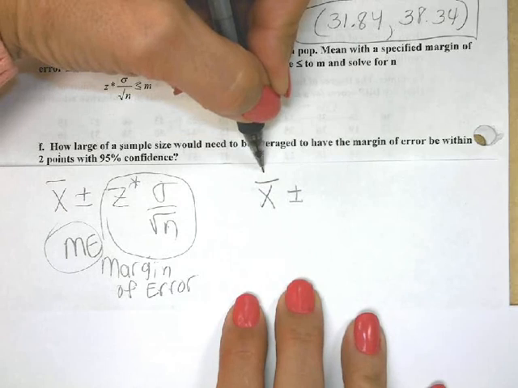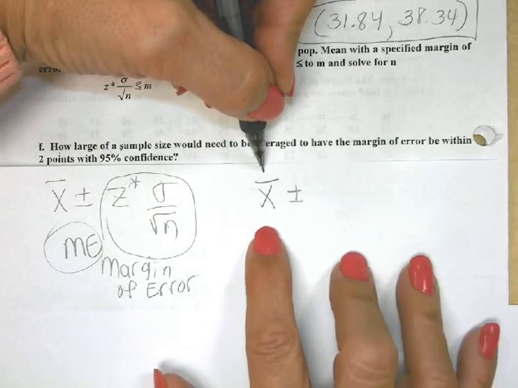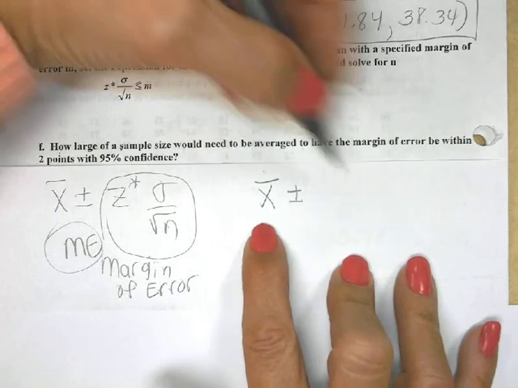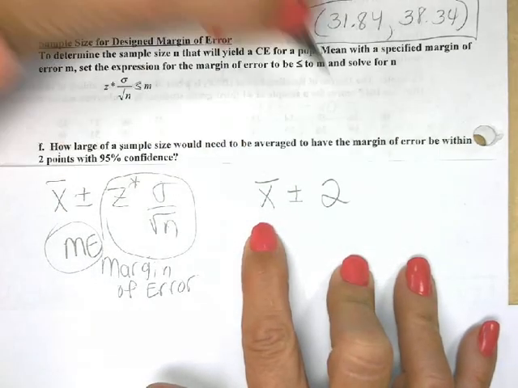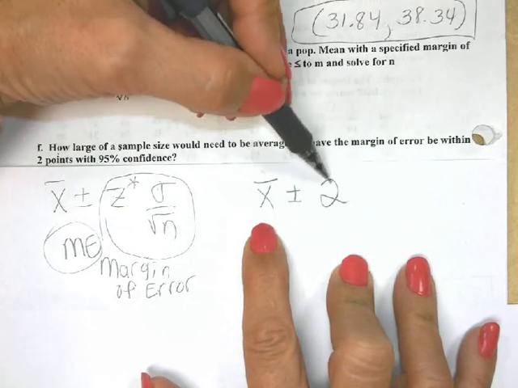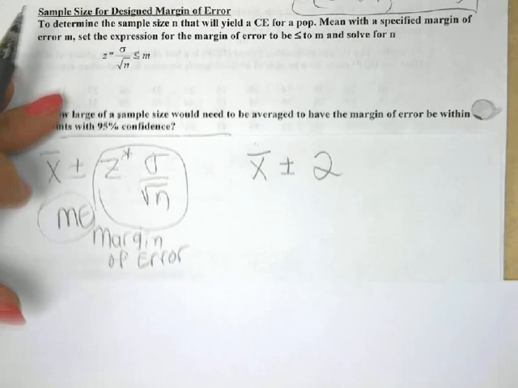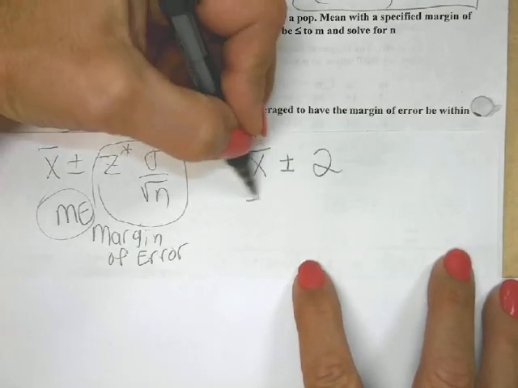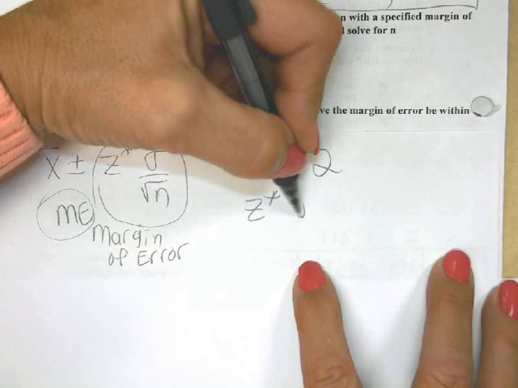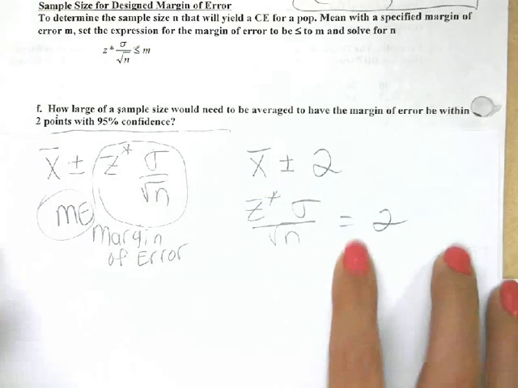I don't know how many yet. Maybe it's 44, maybe it's 50, maybe it's 70, whatever the case is. And we want the calculation of the z star times standard deviation over the square root of n to be only 2. So how do we calculate that? Well, we know that we want, again, the z star times the standard deviation over the square root of n to be 2.